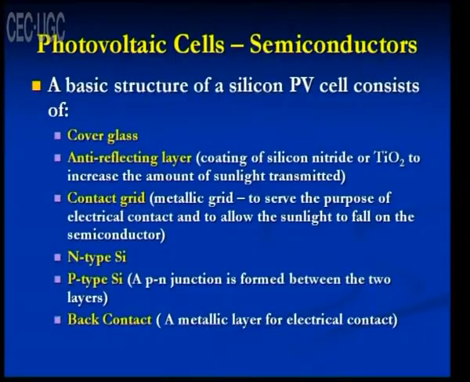Then finally, once again you have a back contact, and this contact is also a must in order to continue the electronic conduction, or end the movement of electrons from the top layer through the external circuit and end up over here. So, the back contact is also made out of a metallic layer in order to maintain the electrical contact.